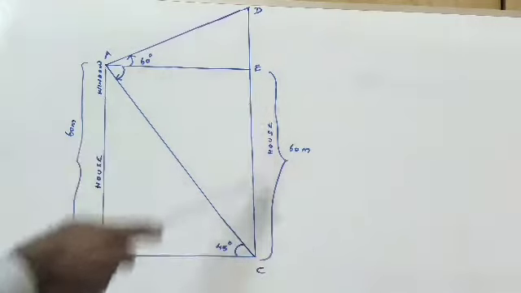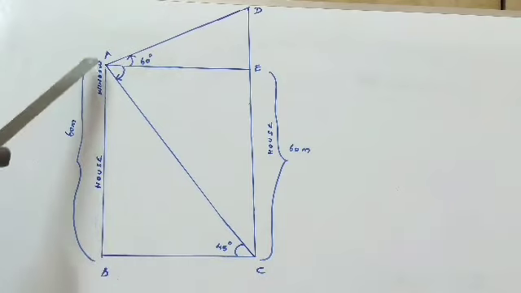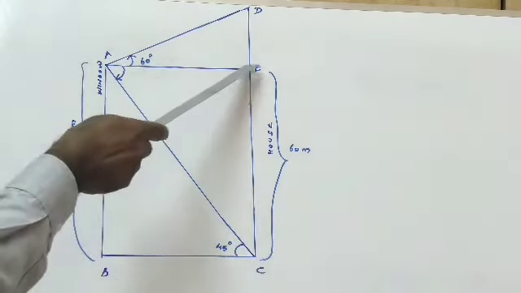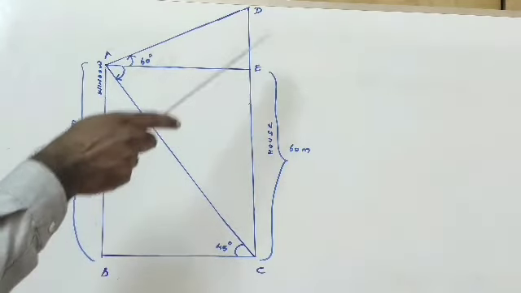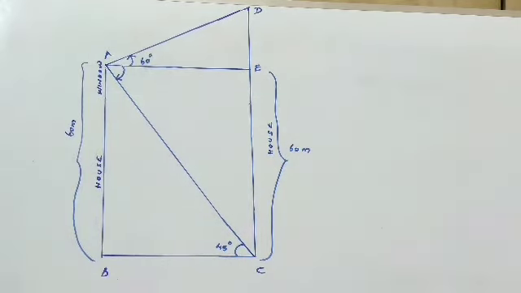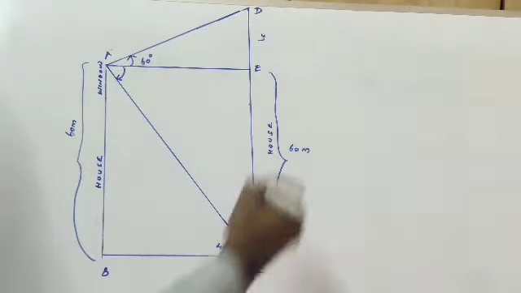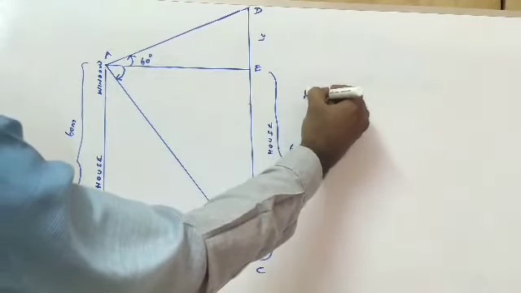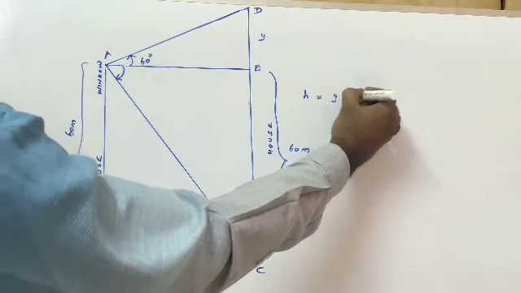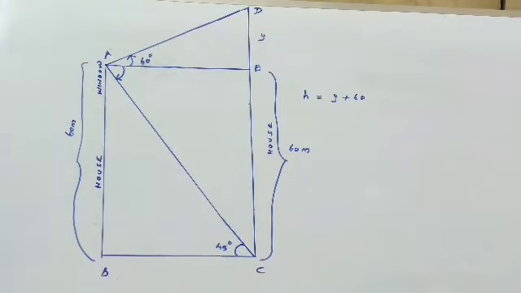So this portion is 60, because this house is situated 60 meter from the ground. The same height will be there in the other house. The additional portion is DE, so 60 plus the DE portion. Let the DE portion be Y. Now the height of the other house is Y plus 60. Now we have to find Y.